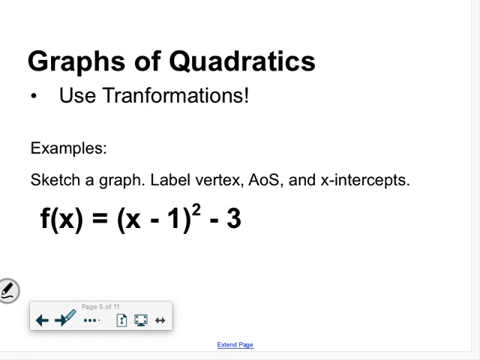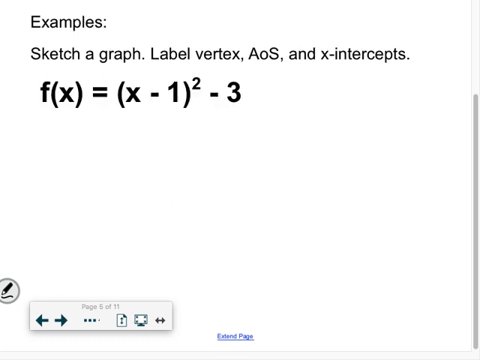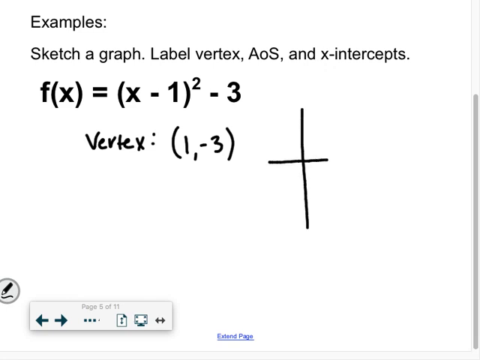So we're going to sketch a graph, and then we're going to label the vertex, axis of symmetry, and x-intercepts for this function: f of x equals the quantity x minus 1 squared minus 3. Before I even start to graph, I'll probably start with what is my vertex? Give me my vertex. Anyone? 1, negative 3. Very good. So I'm going to go right 1 and down 3. Okay, there's my vertex. So I'm now graphing with the transformations. The transformation of the vertex from the origin to the point 1, negative 3.